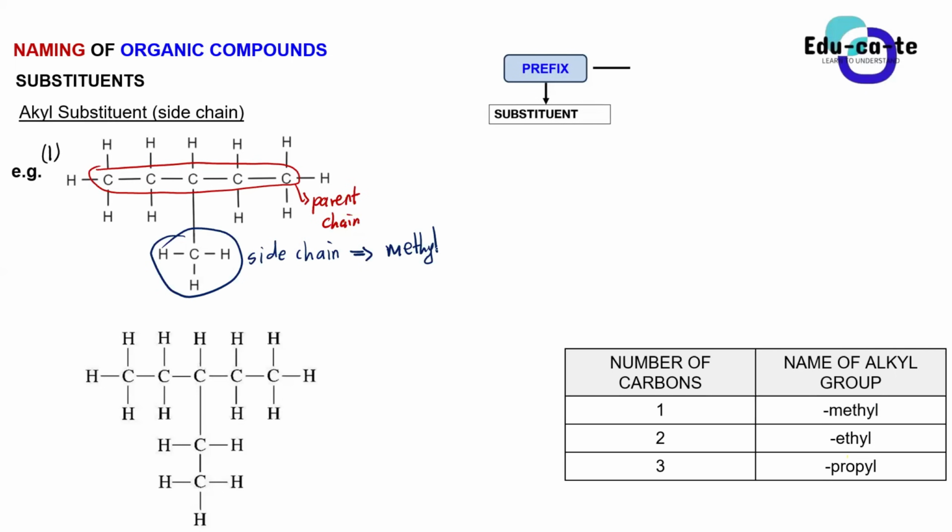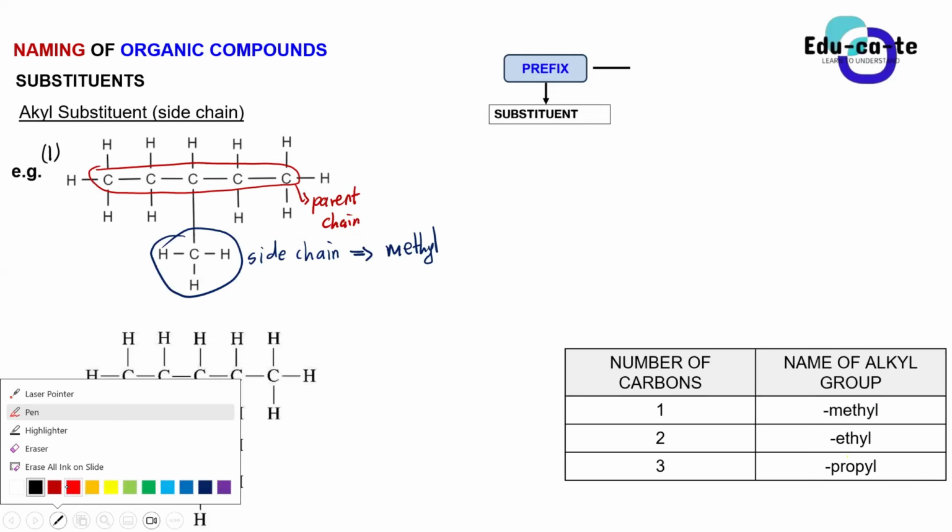Now let's talk about the numbering. Am I going to number my carbons from left to right or from right to left? It does not matter. For this one, it won't matter, right? Because even if we count from left to right, this would be our carbon 1, carbon 2, carbon 3, carbon 4, carbon 5.